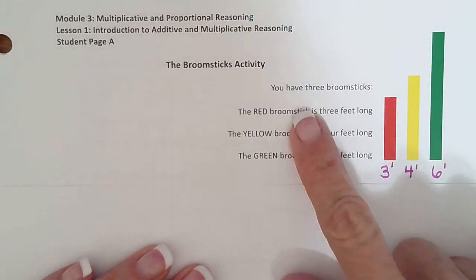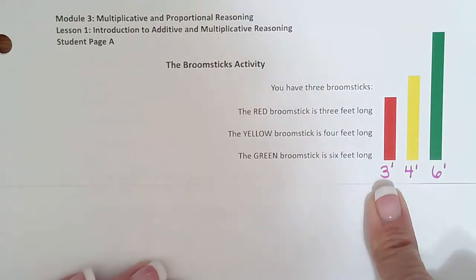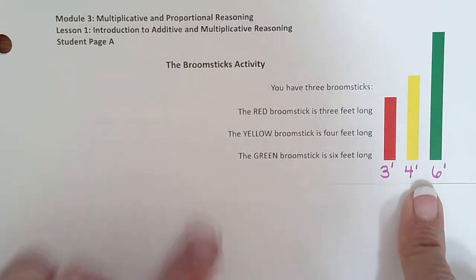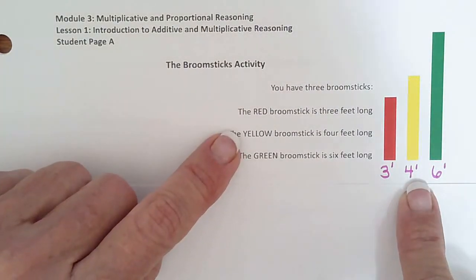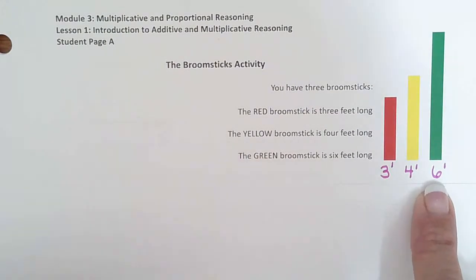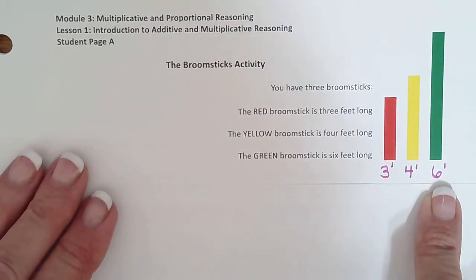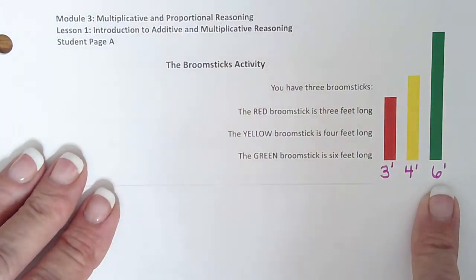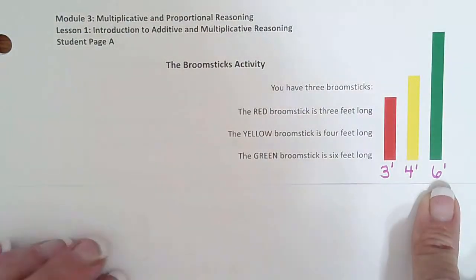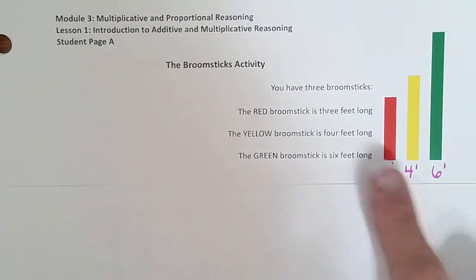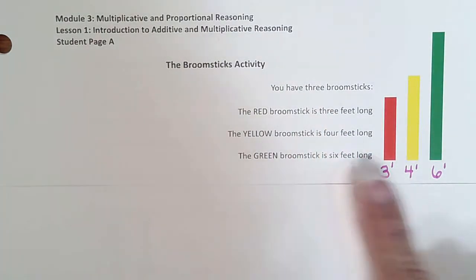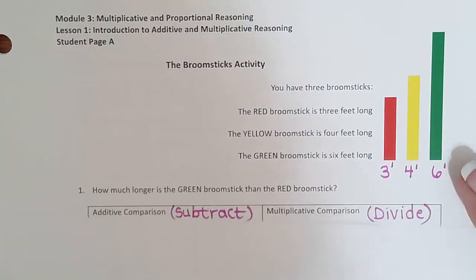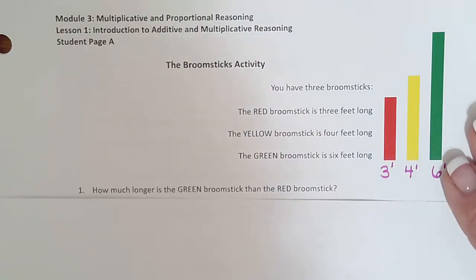So it says the red broomstick is 3 feet long. The yellow broomstick is 4 feet long and the green broomstick is 6 feet long. So I labeled each of them because we're going to use those numbers over and over again as we do this. And I want to make sure that we don't have to keep reading these numbers. We can just look here. So let's look at the first question.